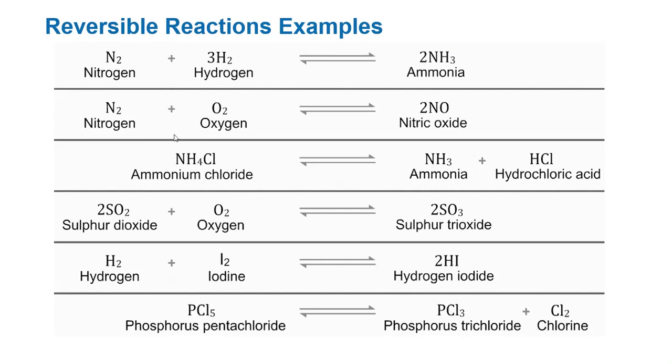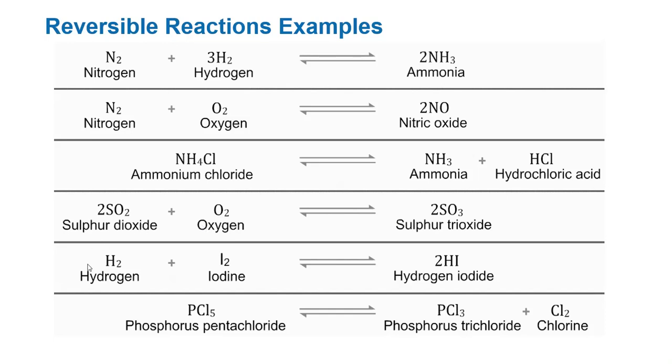In example 3, ammonium chloride decomposes to form ammonia and hydrochloric acid, which is the forward reaction. The ammonia and hydrochloric acid react to form ammonium chloride back, which is the backward reaction. In example 4, sulfur dioxide combines with oxygen to produce sulfur trioxide, the forward reaction, and in the reverse reaction, that is the backward reaction, sulfur trioxide breaks down to sulfur dioxide and oxygen.